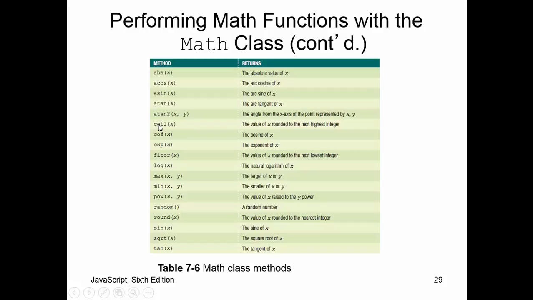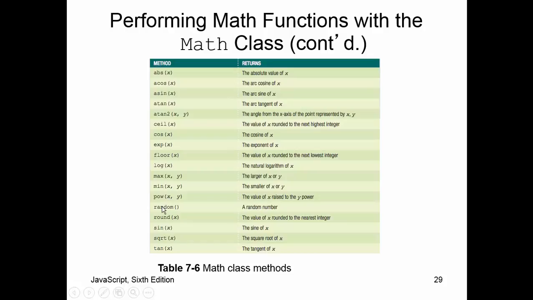The ceiling rounds up to the highest number. So even if you have 7.1, the ceiling of that would be the next highest number, which would be 8. Cosine is another trigonometric. Exponentiation, you may or may not use. Floor is the opposite of ceiling. So if I said the number was 7.9 and I asked for the floor, it would be 7. Max and min can be used to find the largest number or the smallest number. Pow is used to raise things to a power. So if I said math.pow and where I've got the x, y here, I put, for example, 4, 2. That would be 4 squared, 4 times 4, or 16.